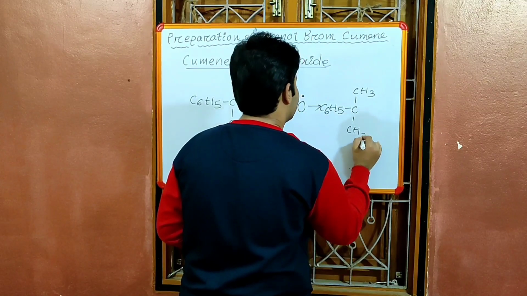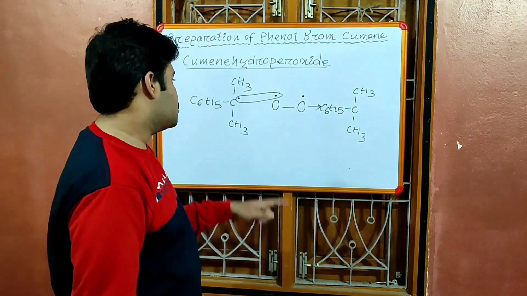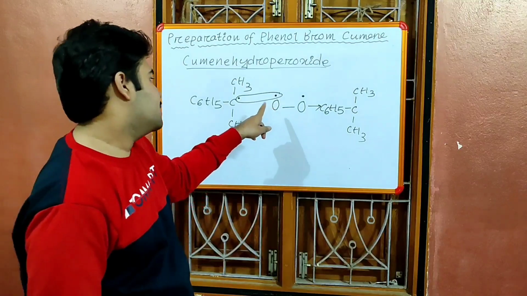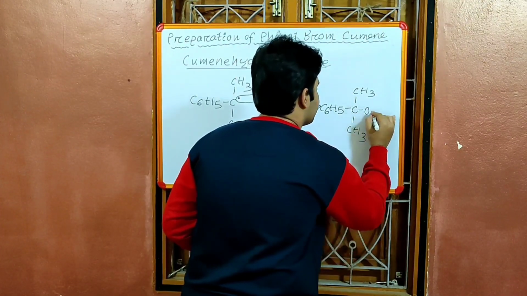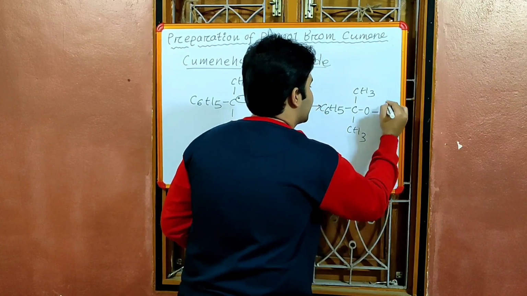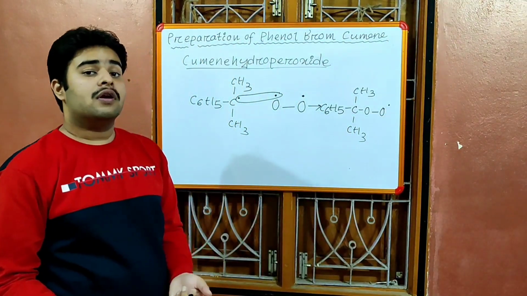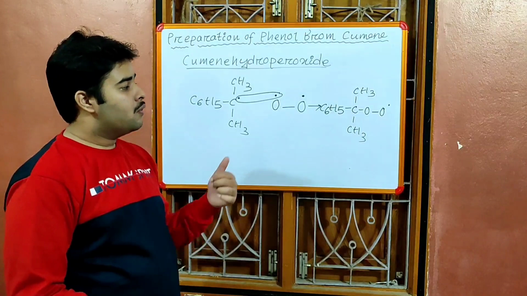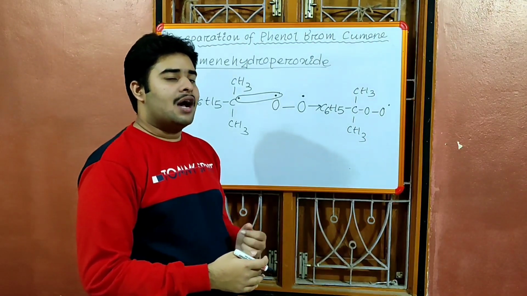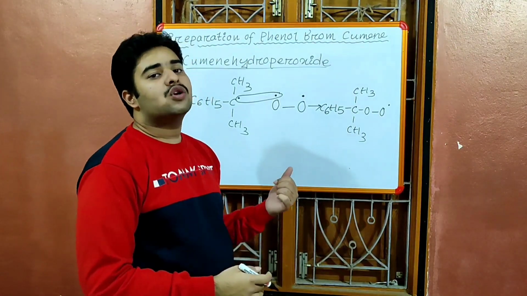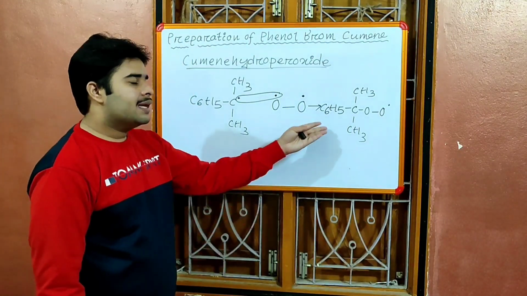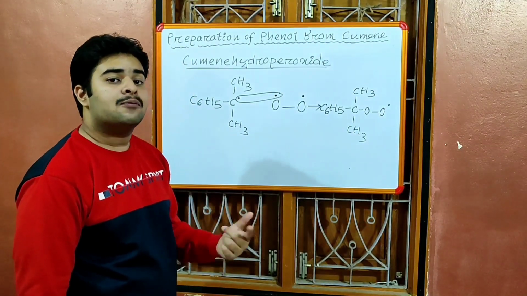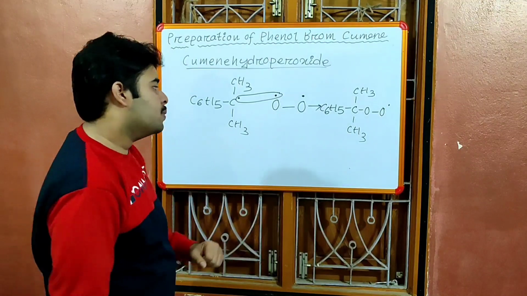As we know, a bond consists of two electrons. Here two electrons get combined and form a bond, giving oxygen with a free radical. Now we have to move to cumene hydroperoxide. We are very near to it, so by taking this as our substrate, how can we proceed to the formation of cumene hydroperoxide?